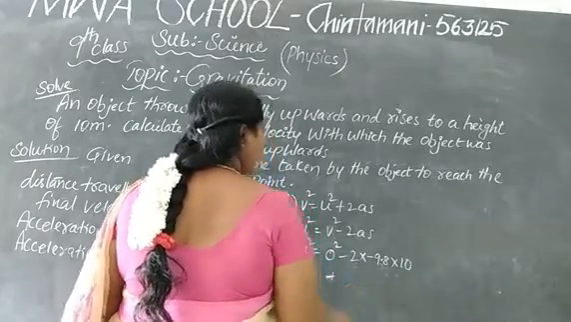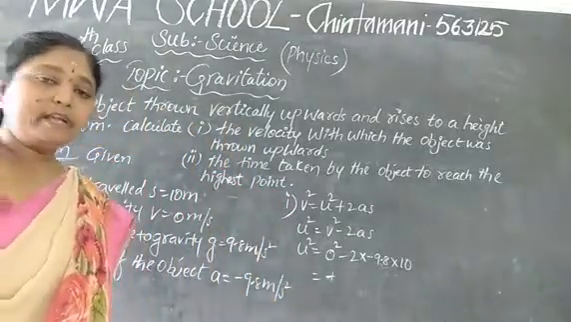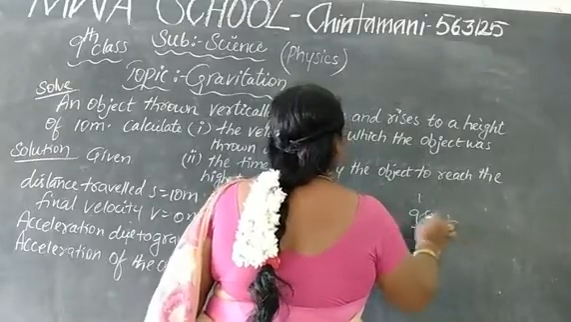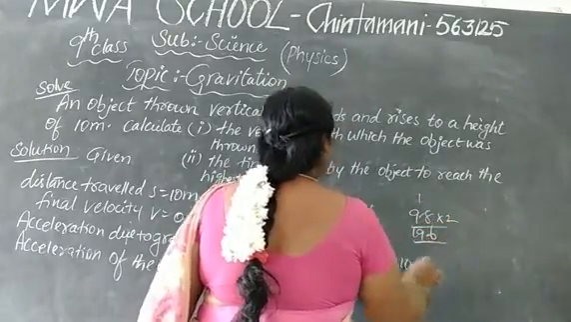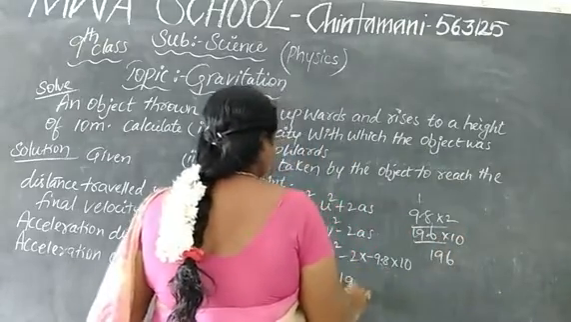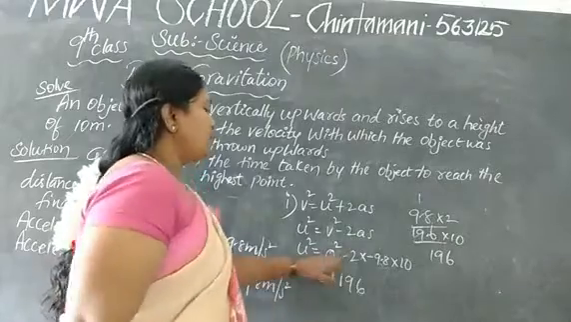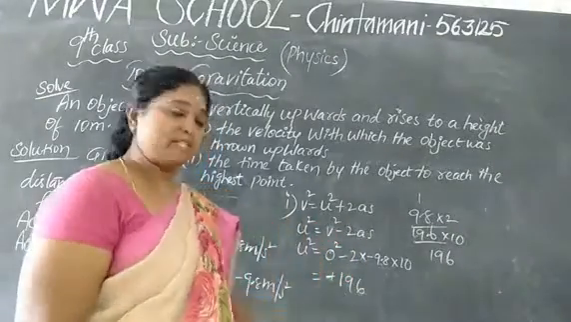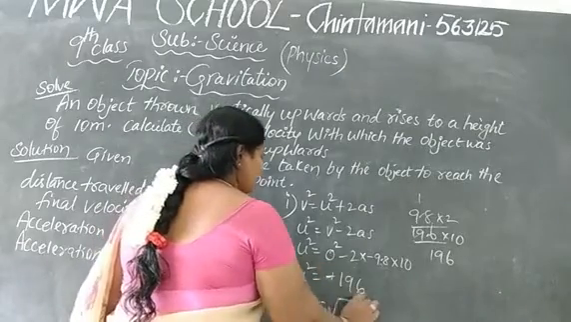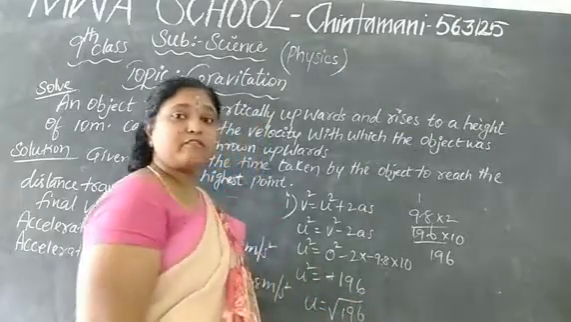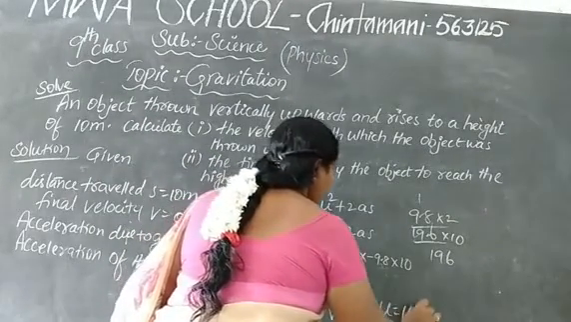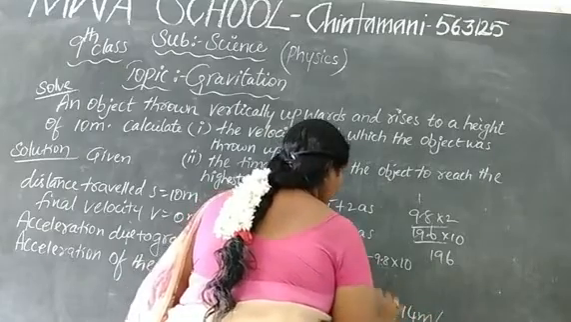Minus into minus will become plus, 9.8 into 2. Multiply. 2 8s are 16, 2 9s are 18, 19.6 into 10, so 196. It will become positive because minus into minus becomes plus. U square value we got as 196. The U value is the square root of 196. How much, children? Square root of 196 is nothing but 14. So therefore U is equal to 14 meter per second.